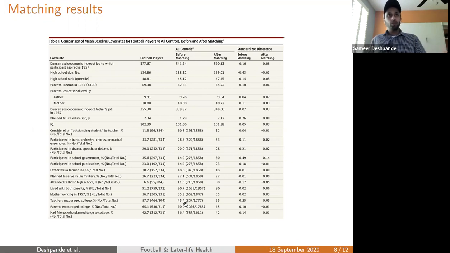So we built a match, and in the process of building the match, there is an aspect of it where you sometimes have to drop controls who are very different than everybody else, and you focus on a group that's most similar to the pool of treated subjects. And so when we did this match, we found that amongst matched controls, 55% of them were encouraged by their teachers to go to college. So the difference between the football players and the matched controls is much smaller now.